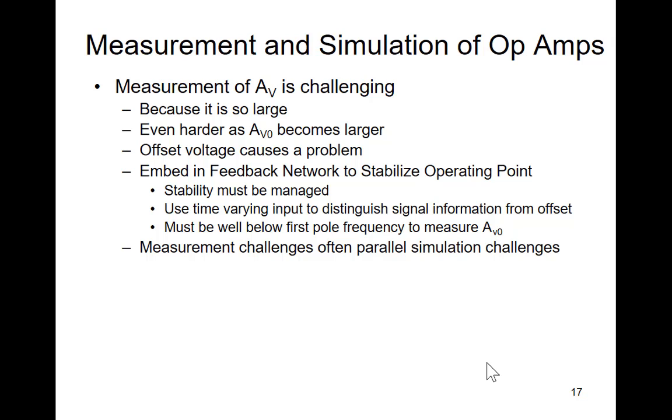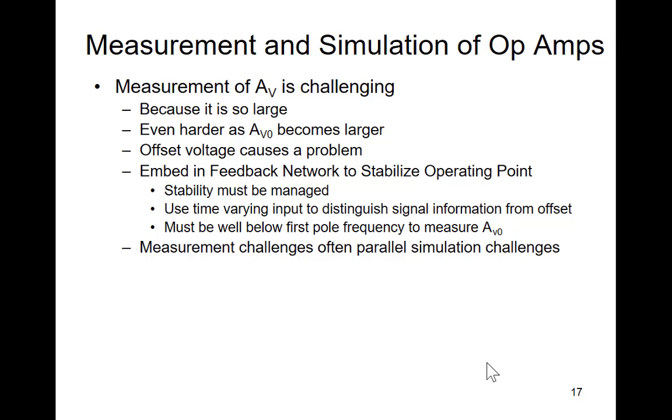It's challenging because it's so large. It's going to be even harder when we go to high gain amplifiers. The offset voltage in an amplifier causes a problem on measuring the gain in the laboratory. We typically embed it in a feedback network to stabilize the operating point if we want to measure the gain. And that's the technique that we are going to go back and do in the laboratory today.